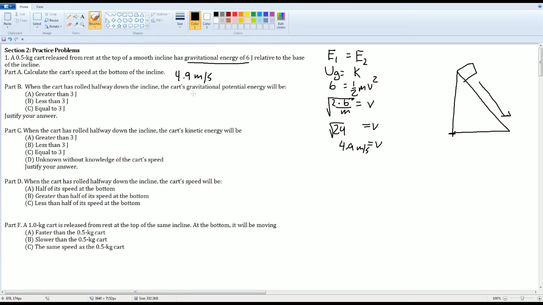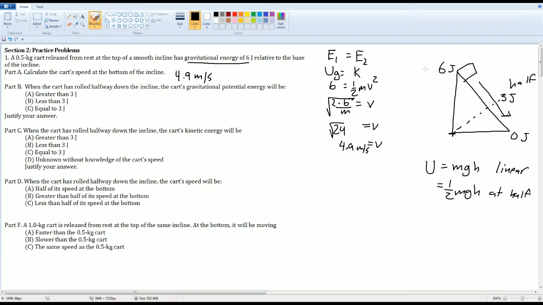Okay. When the cart is halfway, the gravitational energy would be what? Well, if you think about it, here it has 6 joules of energy. Here it has 0 joules of energy. And if you look at the formula, U is equal to mgh. Notice this is a linear equation, so it's declining at the same rate. So when it is halfway, it would just be half of this. So this should be 3 joules.